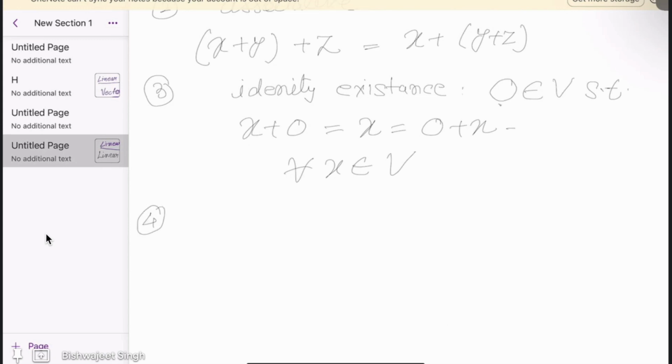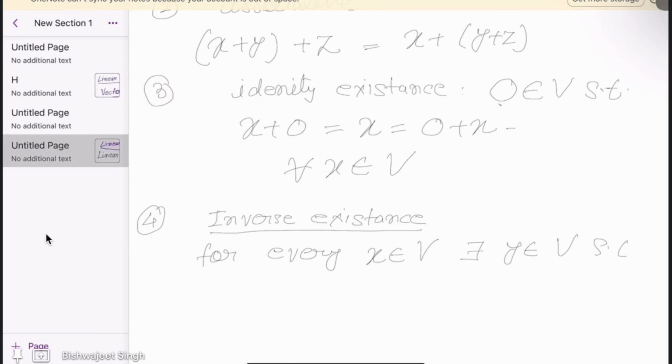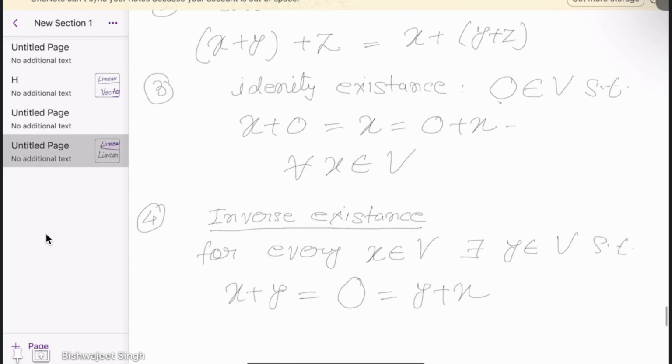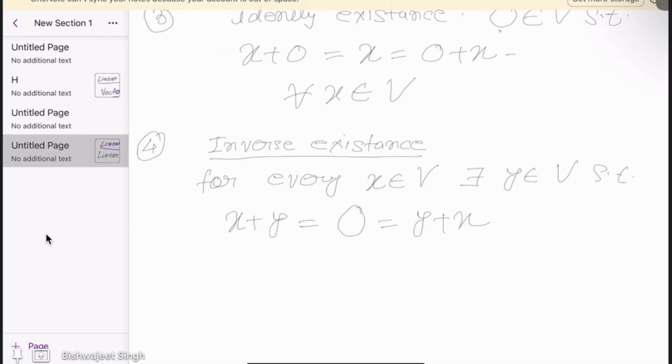Then, similar to a group, we have inverse existence. Now what does it mean? That for every x that belongs to V, there exists some y belongs to V such that whenever I add this x to this y, I should get the identity element, which is my 0, or y plus x. So it doesn't matter if I do x plus y or y plus x, I should always get the 0 vector.